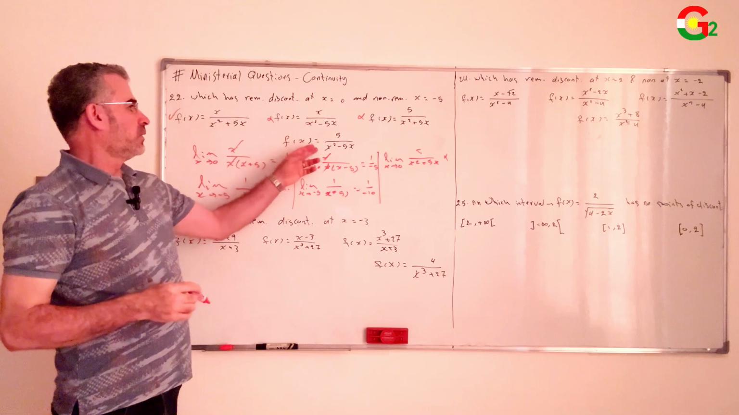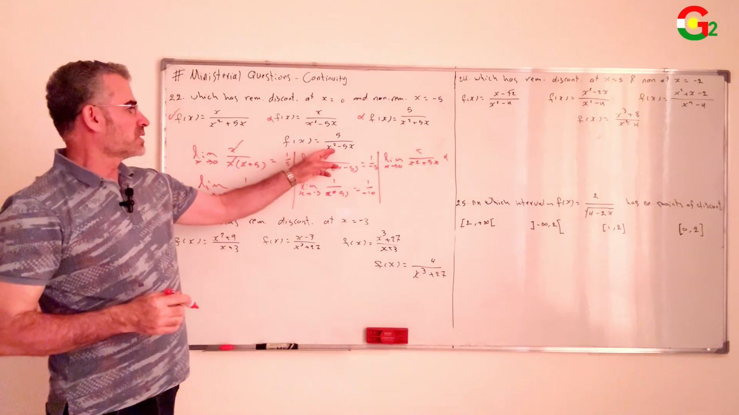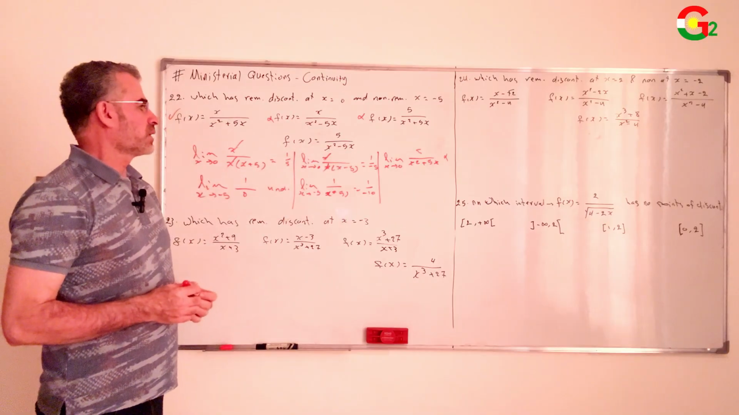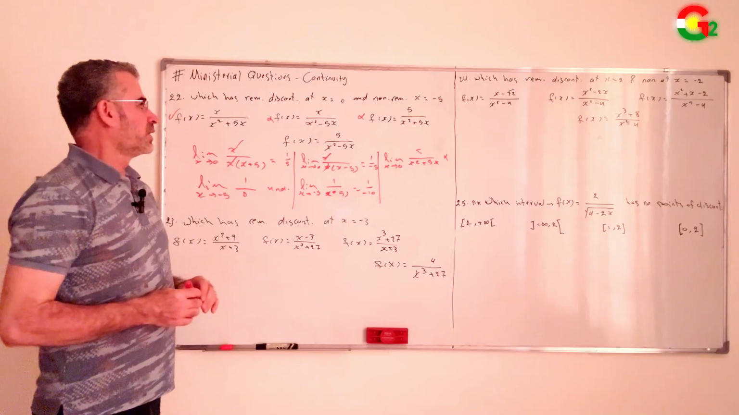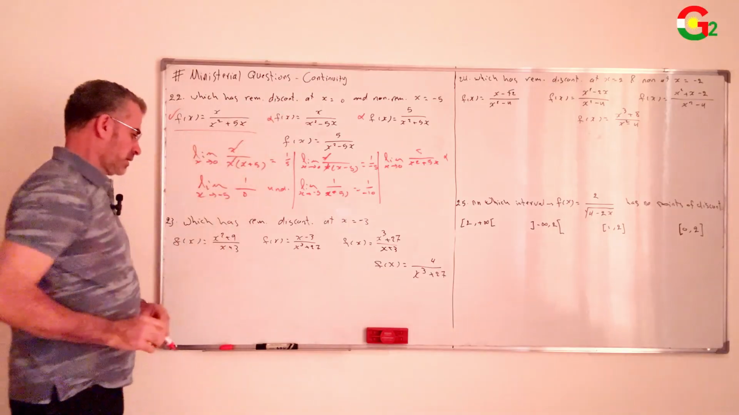For the fourth one, if we substitute x equals 0, then 0 is not in the domain of this function, and this function has no removable discontinuity at 0. The right choice is A.